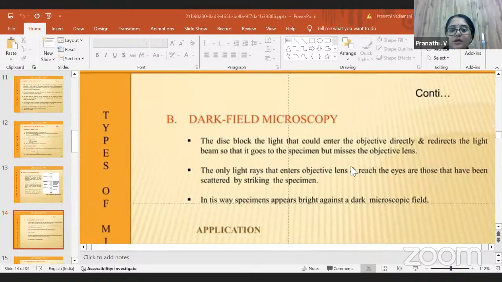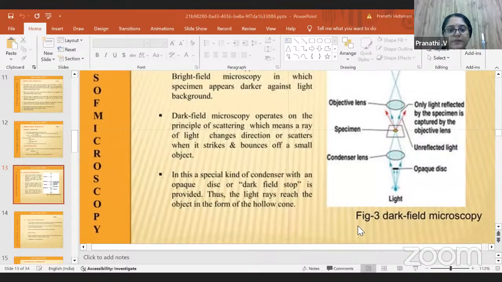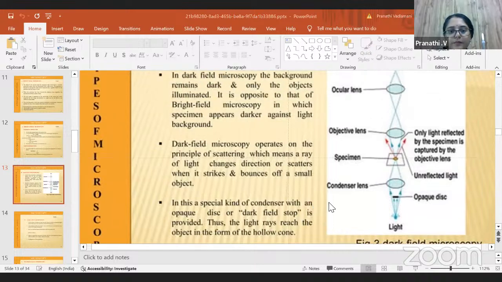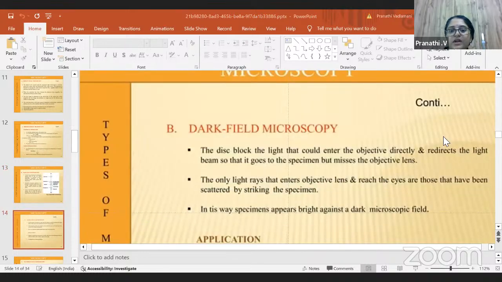Right. So what will happen is this disc is going to block the light. So the rays are going to scatter, it changes the light, bounces off the small object that is present, and then you have a condenser and it has a dark field stop over here. You see this opaque disc. So because of this, your light rays are going to get intensified, and then it enters the dark objective directly.